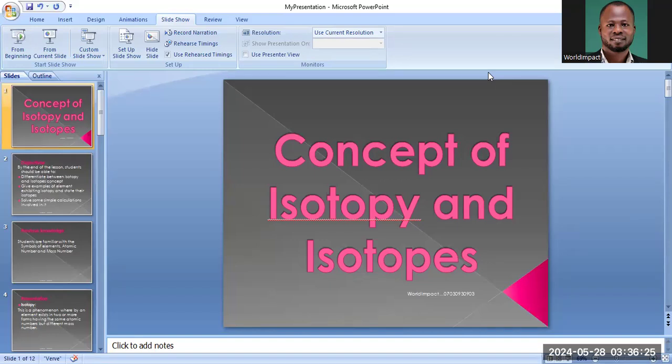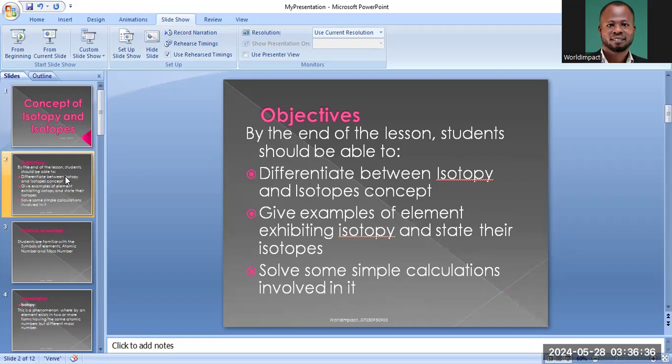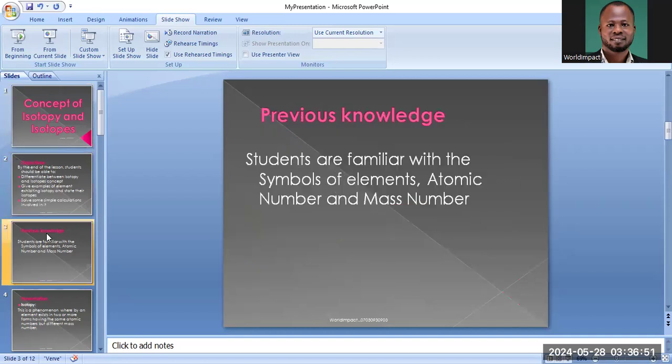The topic for today is the concept of isotopy and isotopes. And the objectives of the lesson are stated below. One, to differentiate between isotopy and isotopes concepts. Two, to give examples of elements exhibiting isotopy and state their isotopes. The third one is to be able to solve some simple calculations.